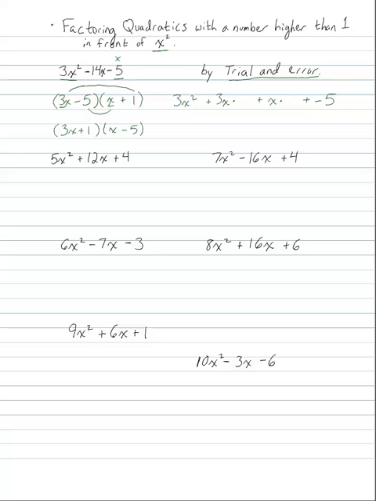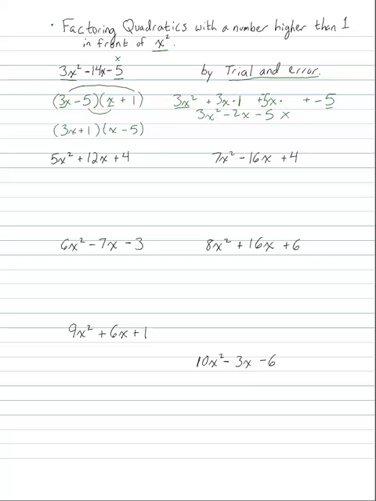And I actually want to go ahead and FOIL them out to see if I get the right answer. So 3x times 3x is 3x squared. 3x times a positive 1 will just be plus 3x. Minus 5 times x will be minus 5x. And then minus 5 times 1 is minus 5. So if I add these together, I'll get 3x squared minus 2x minus 5. So this is an error. It doesn't work out. So I'm going to try my other trial.